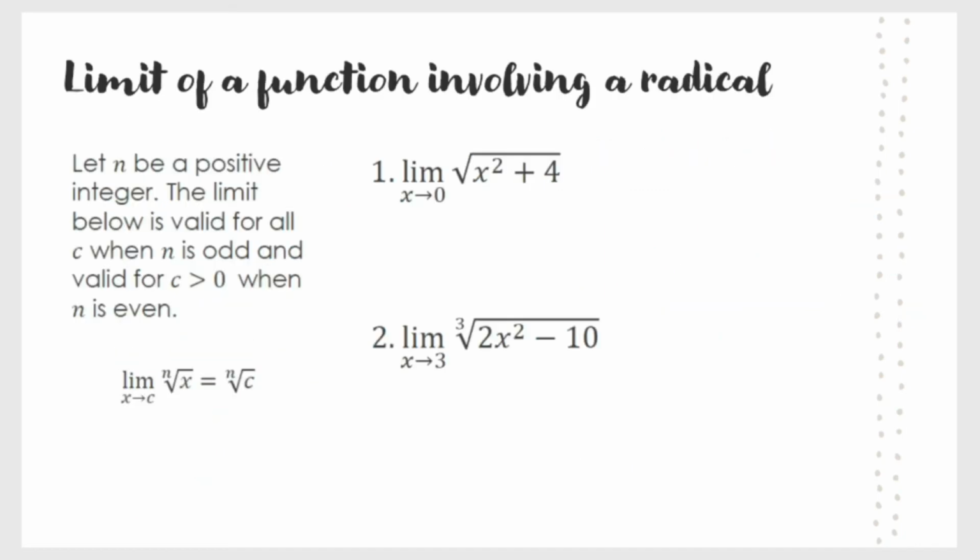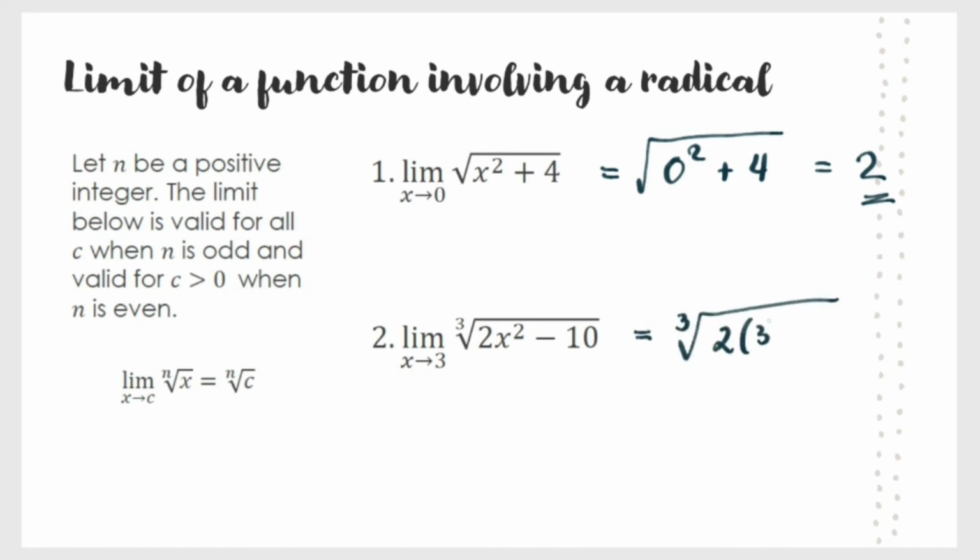Next, we have the limit of a function involving a radical. Here, we will still apply direct substitution. Example, the limit of the square root of x squared plus 4 as x approaches 0. So direct substitution, then we get 2. Second, we have the cube root of 2x squared minus 10 as x approaches 3. So we do direct substitution and then we get 2.